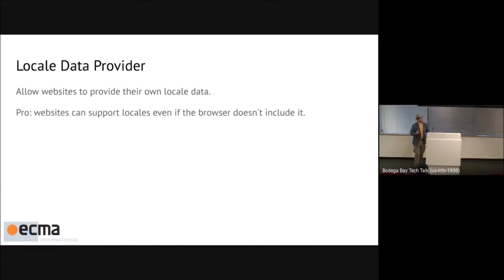A pro is that, for example, websites can support locales even if the browser doesn't have the locale installed. A con is that it'll be less consistent I18N across the platform, so you can go to different websites and see different types of formats. Whereas if the browser enforces a certain CLDR version on all websites, then that's going to be consistent across websites. So it's a trade-off between how much control of localization we want to keep in the platform in Chrome versus how much we want to allow websites to use.